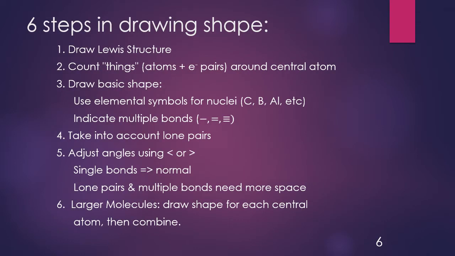So there are 6 steps when trying to figure out the shape based off of the Lewis structure. Well, first off, you need the Lewis structure, so that's why it's the first step in this lab. Next, you count the things around the central atom. So when I say things, that means each atom counts as a thing. Doesn't matter if it's bonded with a single, double, or triple bond, it's just one thing. Electron pairs also count as a thing.